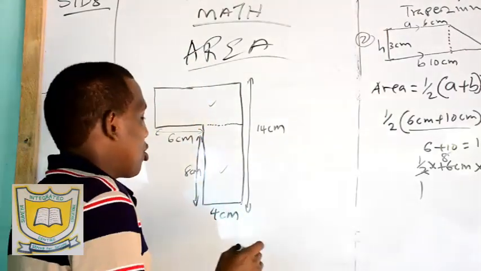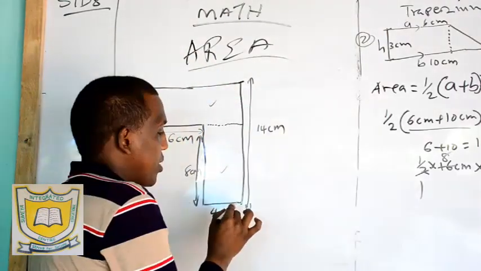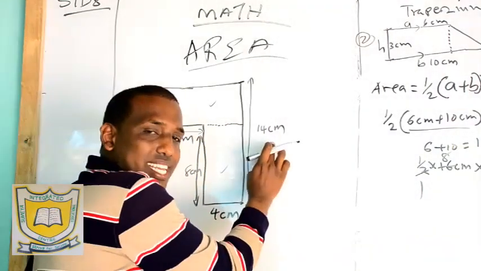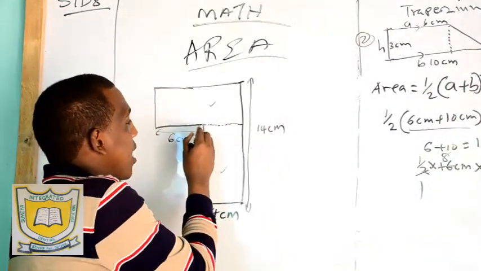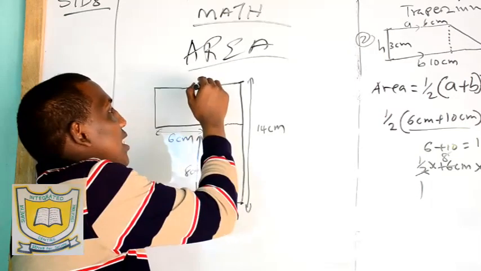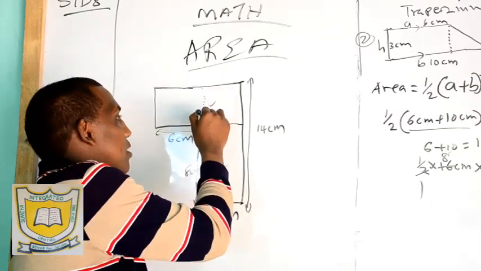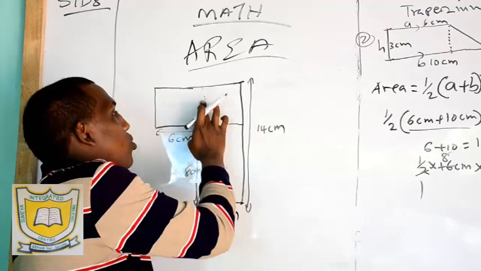Now look here. From here to here is 14. From here to here is 8. So this line, when it is full like this, it should also be 14.